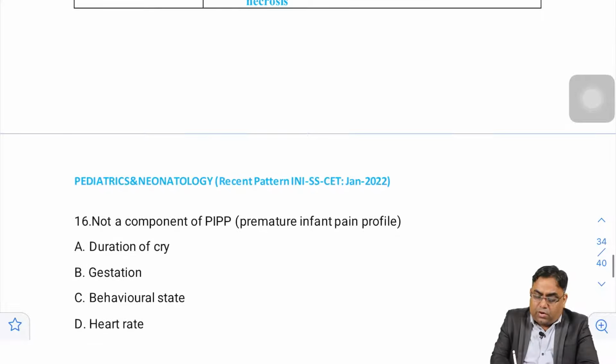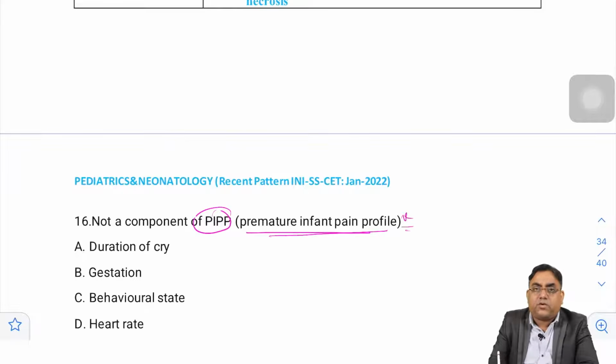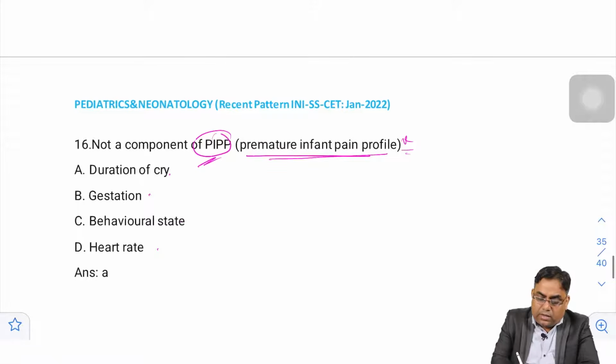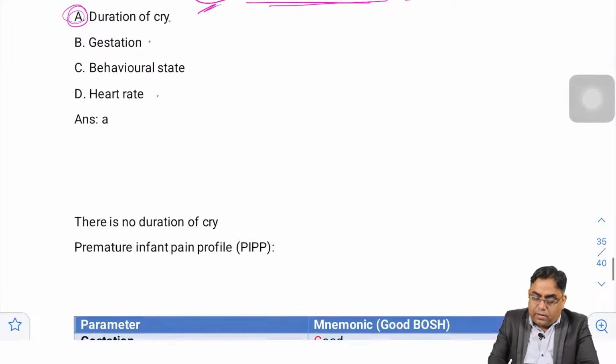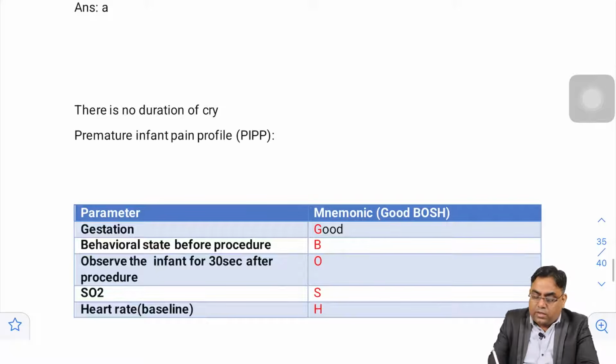Now, moving to the next: not a component of PIPP, that is premature infant pain profile. This is a repeatedly asked question. So, not a component of PIPP: duration of cry, gestation, behavioral state, heart rate. So, what is the answer? It will be the duration of cry. I have made the mnemonic GOOD BOSS. So, what is this? Good means parameter of gestation, B for behavioral state before procedures, O for observe the infant for 30 seconds after procedure, and SO2 and heart rate.